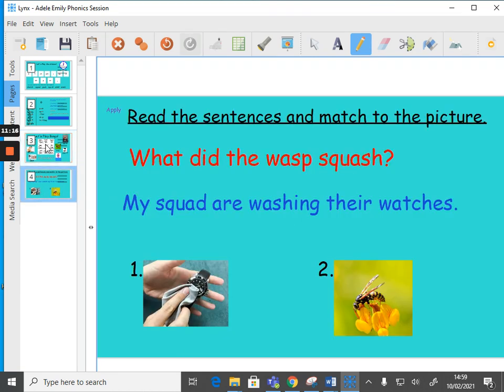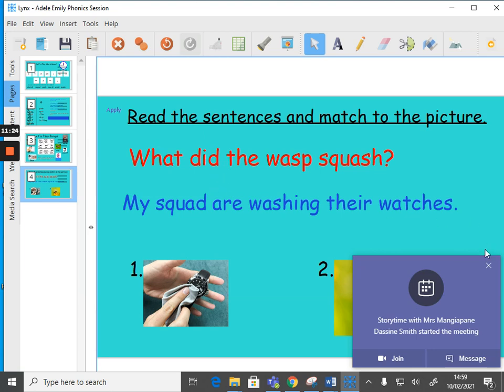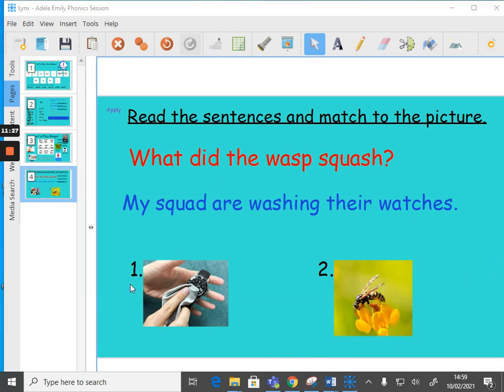For the final part of our lesson, we've got to do some reading and match the sentences to the correct picture. So we've got a red sentence and a blue sentence. And we've got picture number 1 and picture number 2. So pause the video and have a go at reading the red sentence. Let's read it all together now. What did the wasp squash?